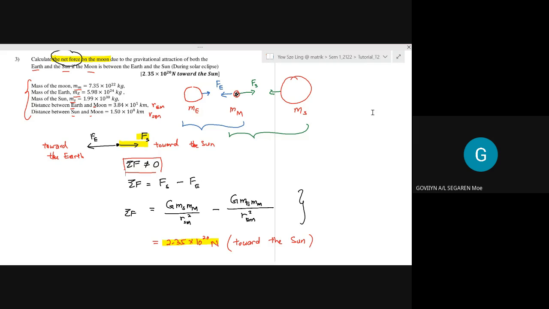Because in these questions you are not given the free body diagram, it is up to you whether you want to put the Earth on the left-hand side or on the right-hand side, and also the sun. So it's totally fine if you want to use Fe minus Fs. Just make sure you know the directions of the final answer.